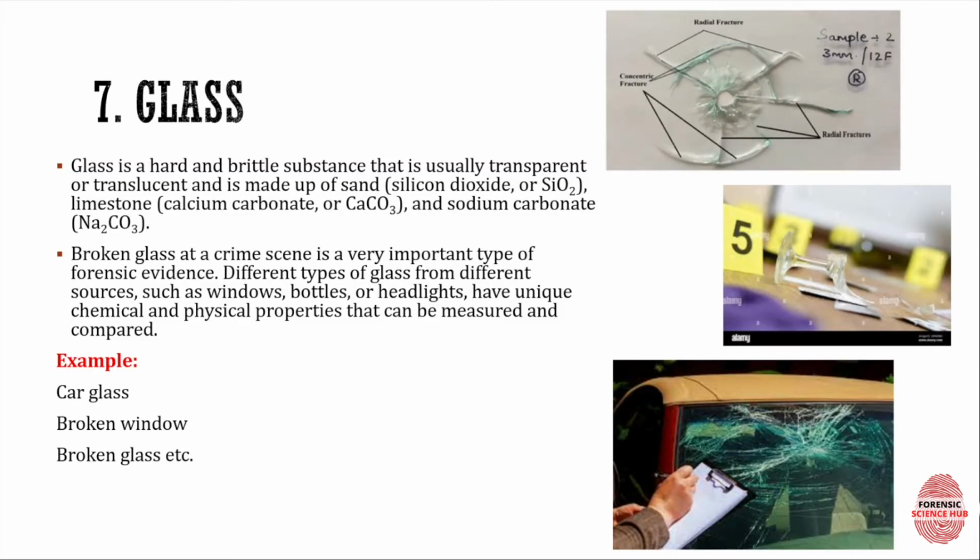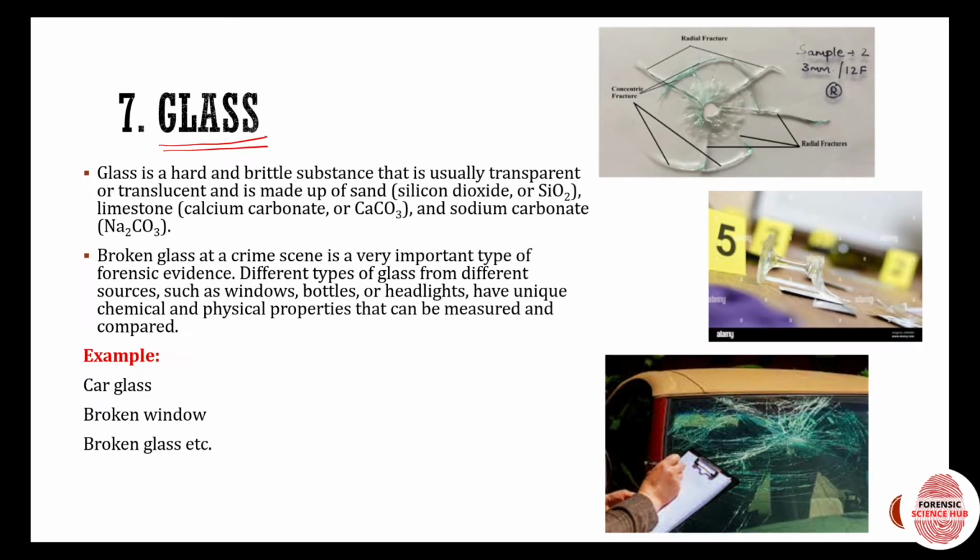So the 7th physical evidence can be glass. What is a glass? A glass is a hard material. All of us have seen glass around us, in one way or another. For example, in windows or in form of utensils or in our phone screens, in our spectacles, right? So in one way or another, we all have seen glass and we use that in our day-to-day life.